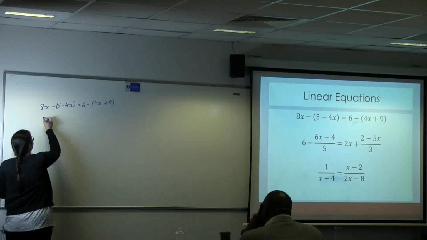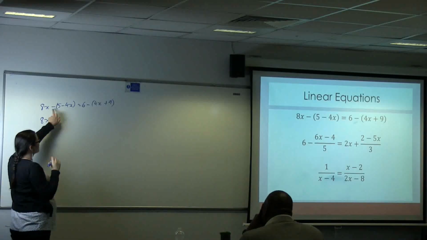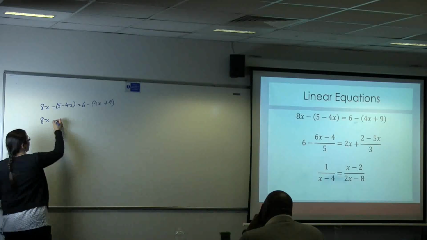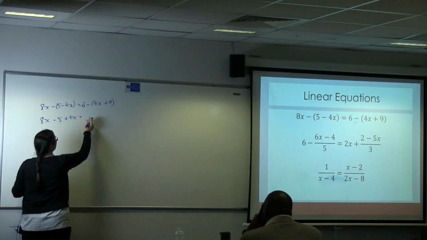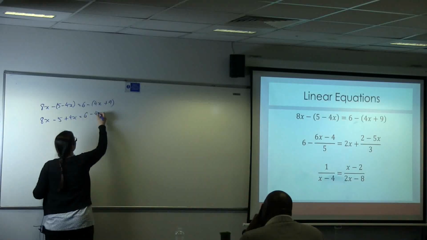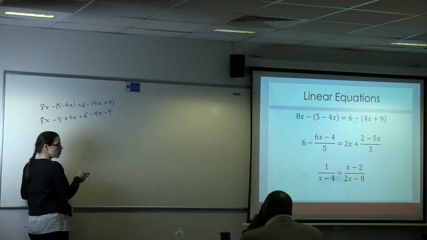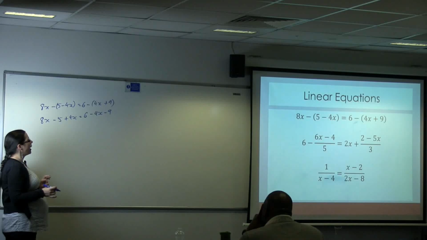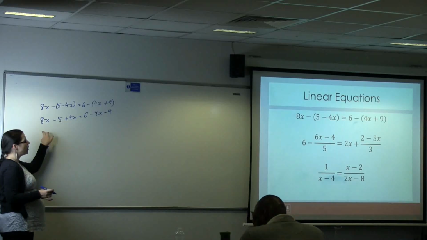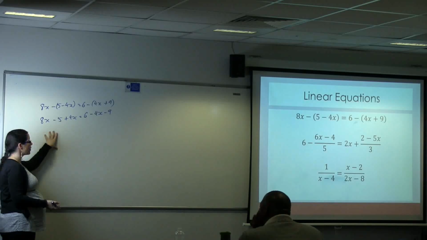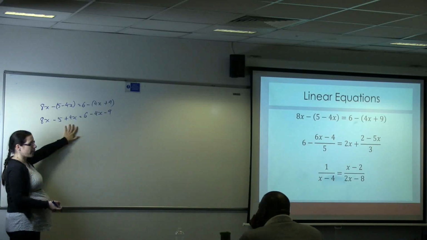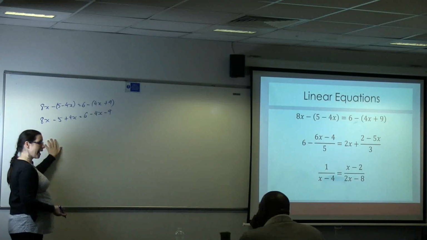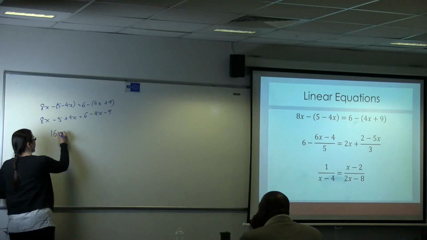So 8x, breaking up the bracket when there's a negative in front, it just means everything inside the bracket changes sign. So it will be minus 5 plus 4x. Same rule applies here. Minus 4x minus 9. Both of them were positive, now both of them are negative. Now I want to collect x's onto the same side. There are positive x's here, so I'm going to collect all of them here so I end up with positives. So 8x plus 4x makes 12x. And bringing these 4x over to this side, that's going to give me 16x altogether.